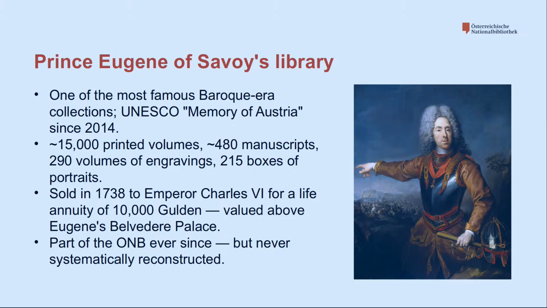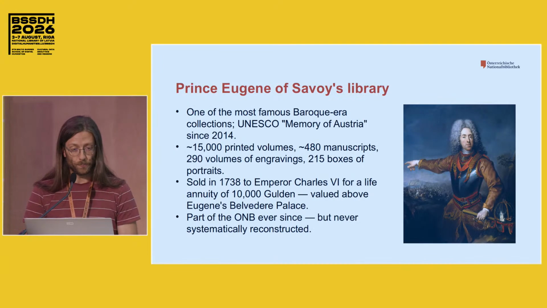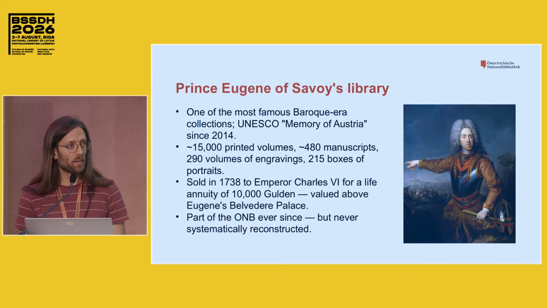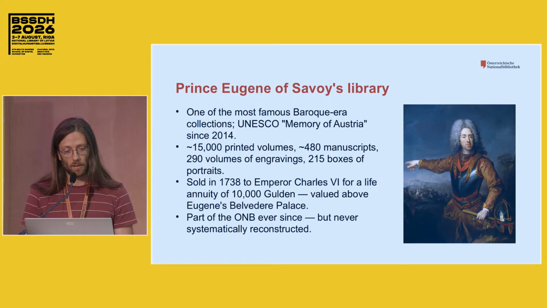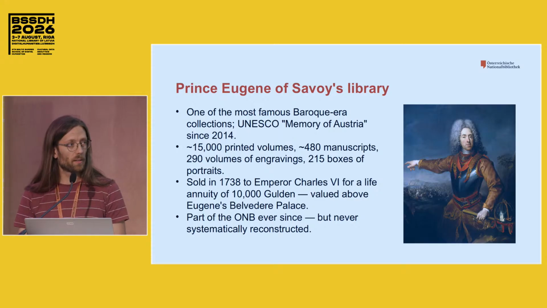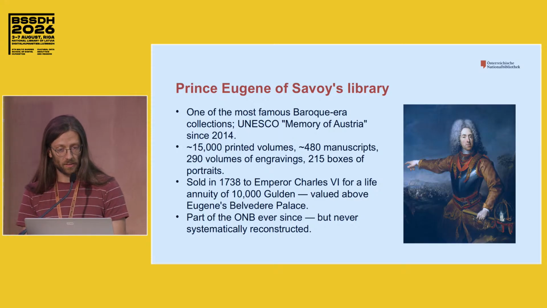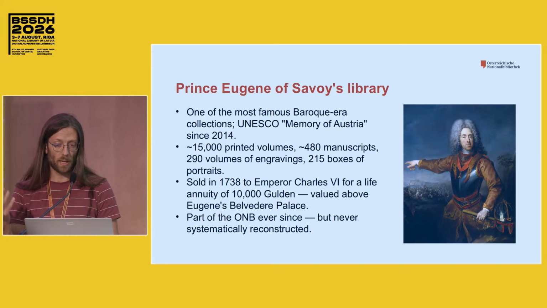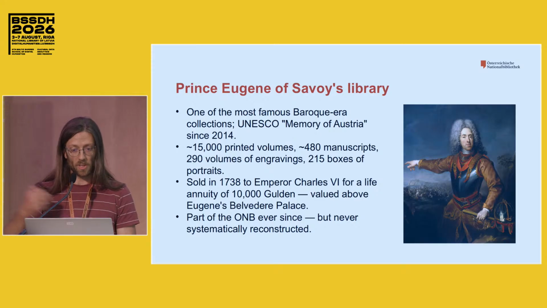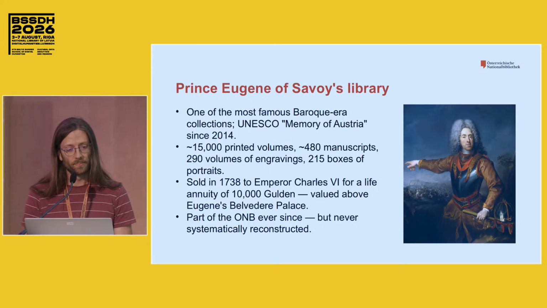And after his death in 1736, since he had no heirs, the library was then sold to the Emperor Charles VI, and at the time it was worth more than his palace. So this just goes to show you that back then historical books were such valuable objects that if you took the sum of it, it would be more than a castle.